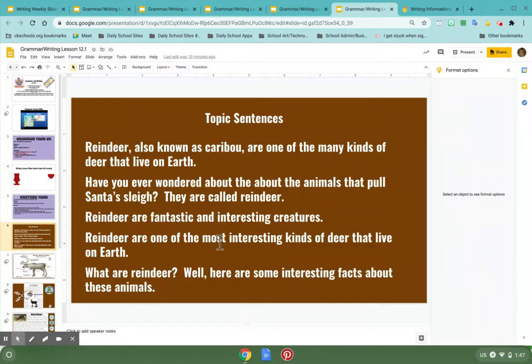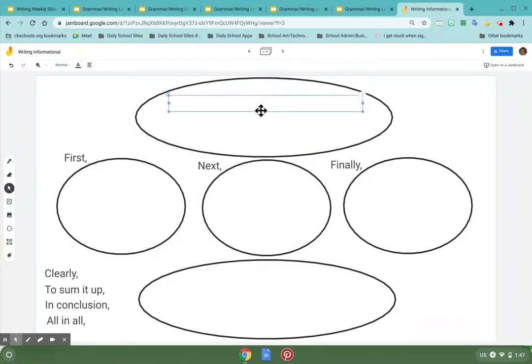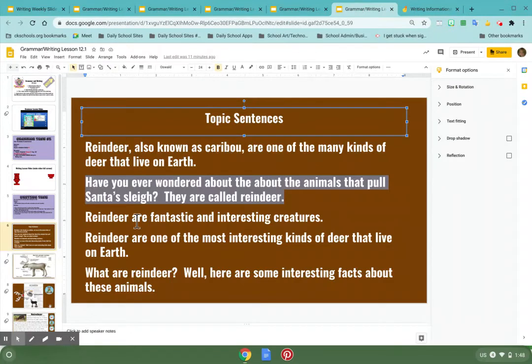Okay, stop the video and go ahead and write your topic sentence, or maybe come up with one of your own. All right, you have a topic sentence. So what I'm going to do is I'm going to show you how I would have done that. If I had it on notebook paper, I would have gone right here and I would have put my topic sentence right there. You may have chosen a different one, but now I have my topic sentence done. And at this point, I want to start learning about reindeer.